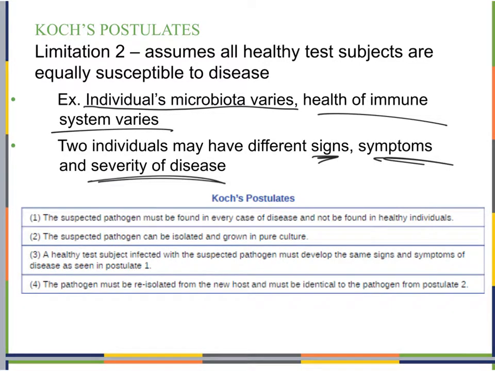So when we're talking about its limitation, where we're saying all healthy test subjects are equally susceptible, we didn't take into consideration there that two individuals may have different signs and symptoms depending on the severity. So if we inject the first or the second person with the first person's sample, we may see some different signs and symptoms at different stages, and then we might incorrectly assume it was due to something else.